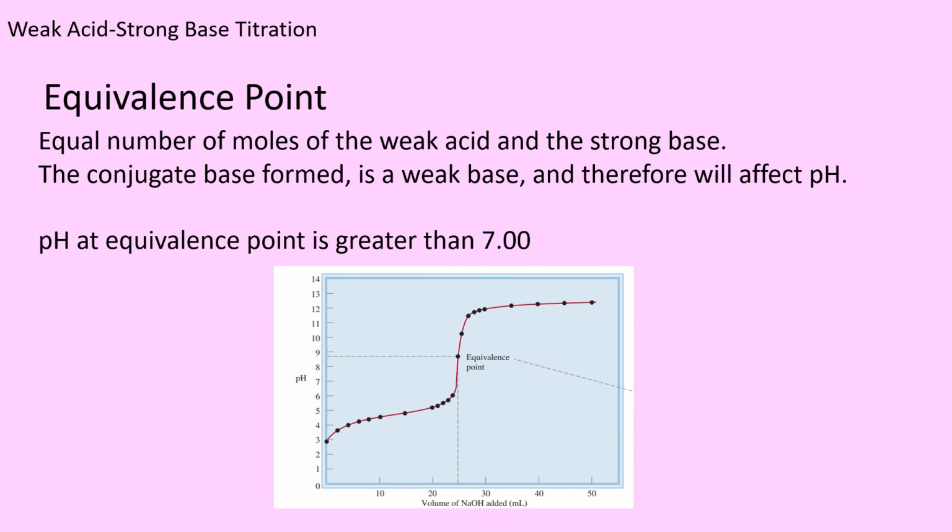So the equivalence point is reached when we have an equal number of moles of the weak acid and the strong base. However, the conjugate base that will be formed is a weak base whose reaction with water cannot be neglected. And therefore, the pH at the equivalence point will be greater than 7, unlike in the titration between strong acids and strong bases. So in general, the pH at the equivalence point for a weak acid strong base titration will always be above 7 because the anion of the salt formed is a weak base.